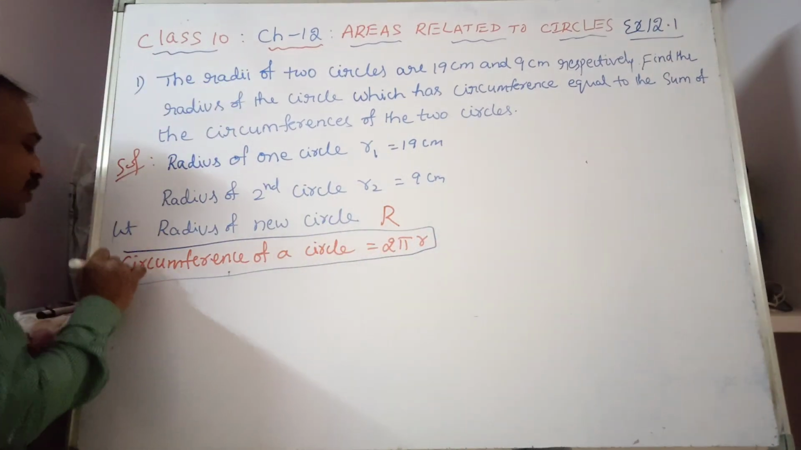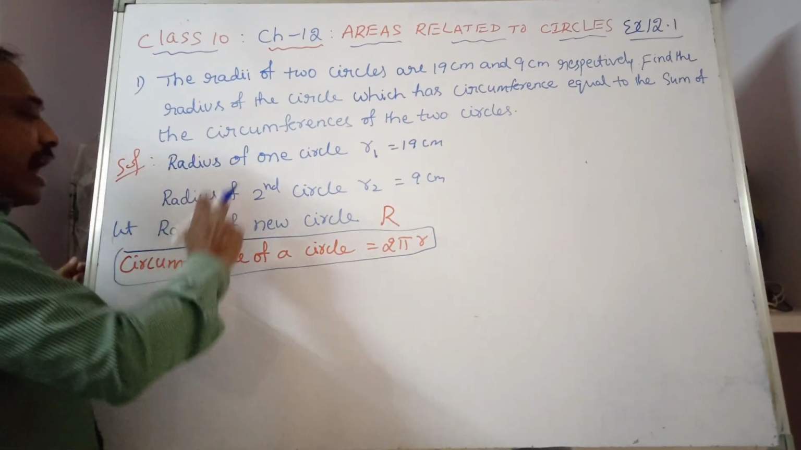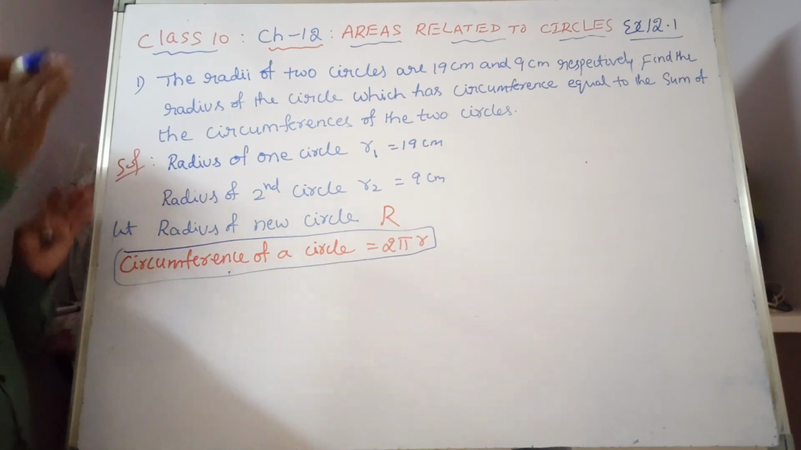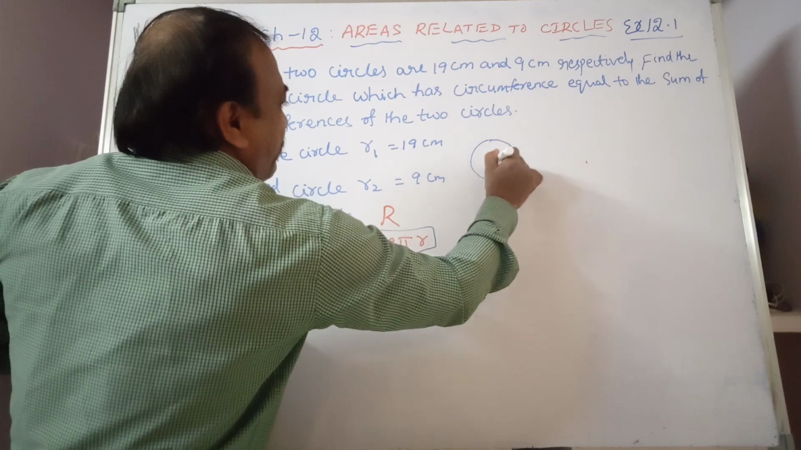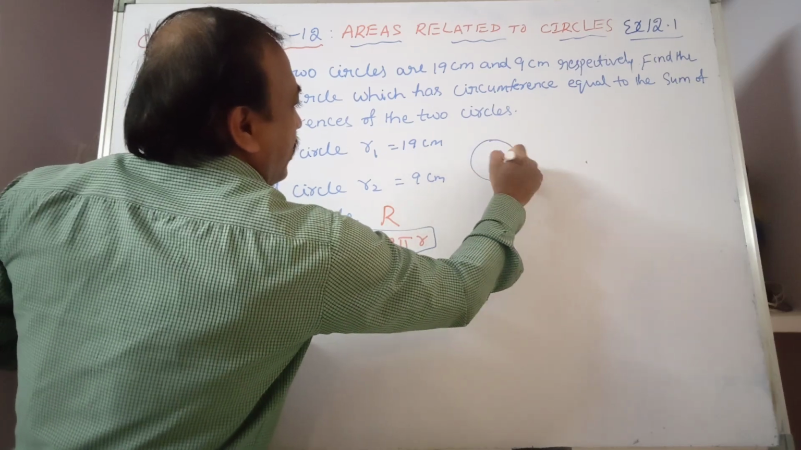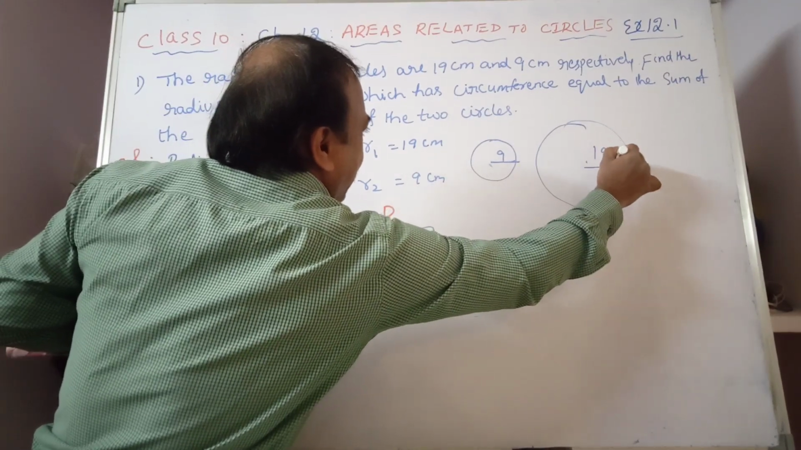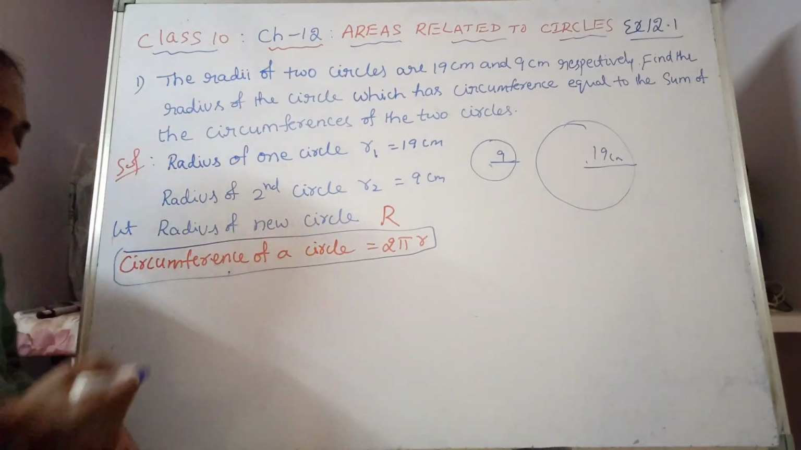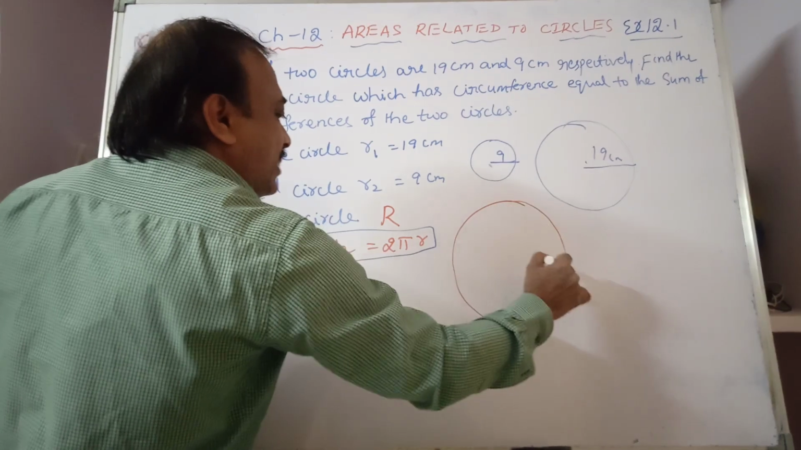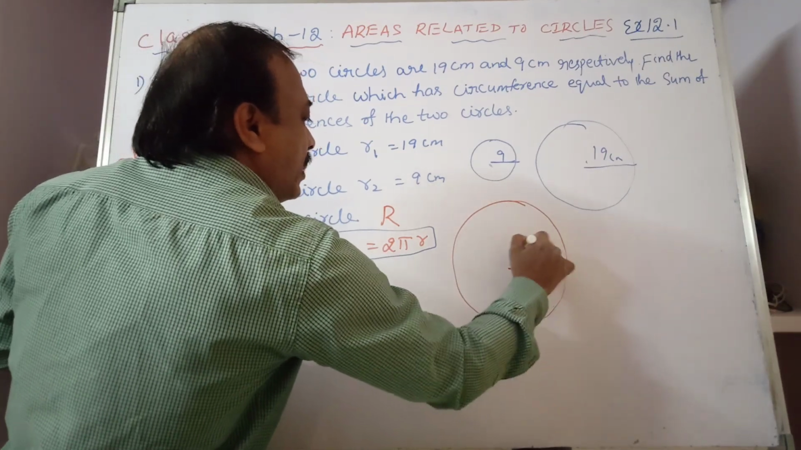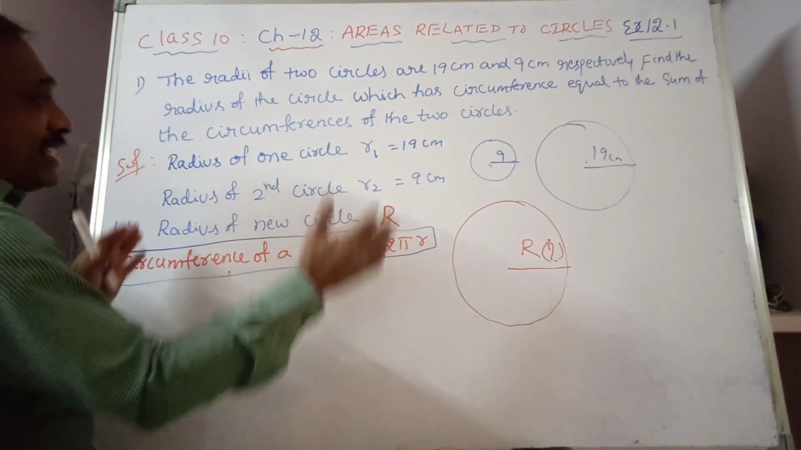Now how many circles do we have? Two circles which have radius 19 and 9 centimeters, and one more we have to find out. Together, the circumference of those two circles: one is a small circle of 9 centimeter radius, and another circle has radius 19 centimeters. Together, the circumference gives another circle, a big circle. You have to find the radius of this circle, that is what he is asking in the question. So we have to find the sum of the circumferences.